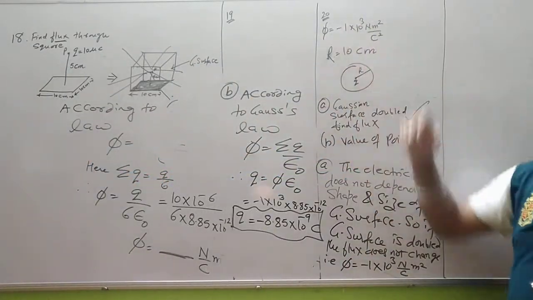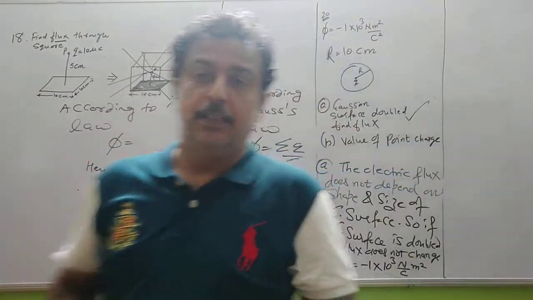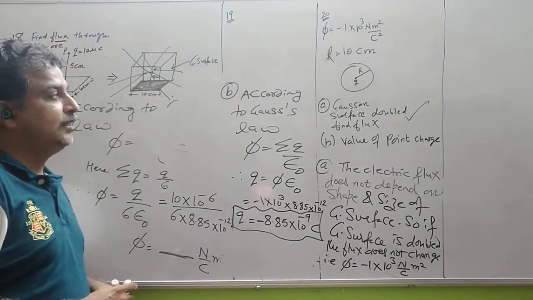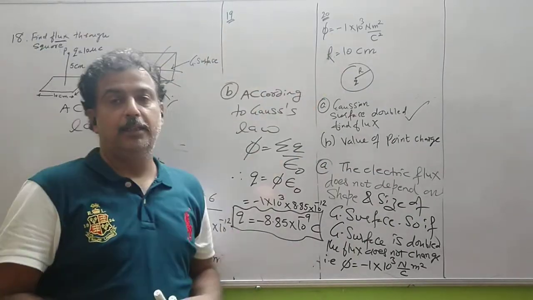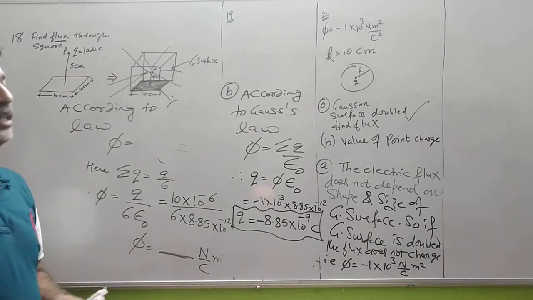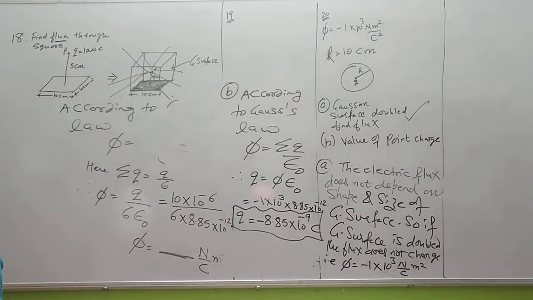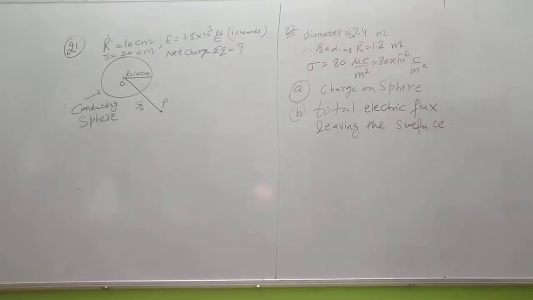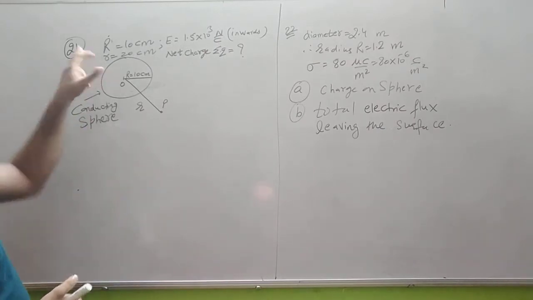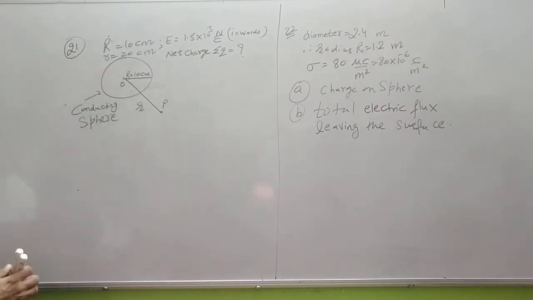Since the flux is negative, the charge is negative and the field lines will enter the Gaussian surface. So this is question number 20. Now let us see question number 21.